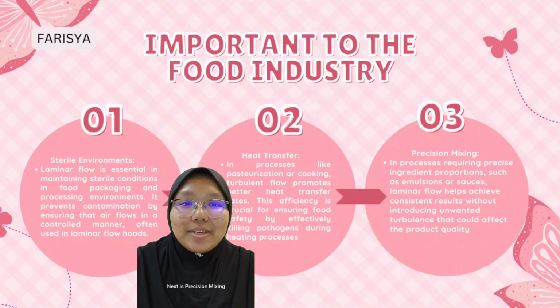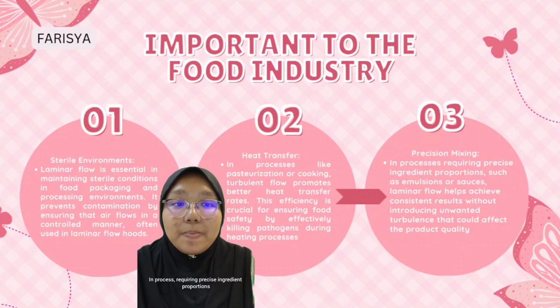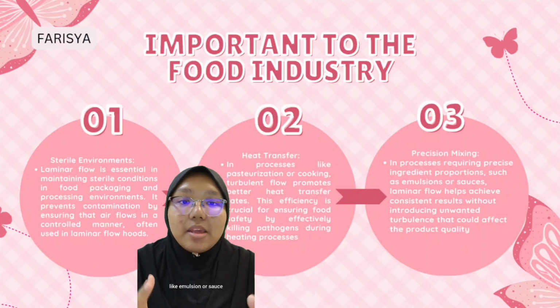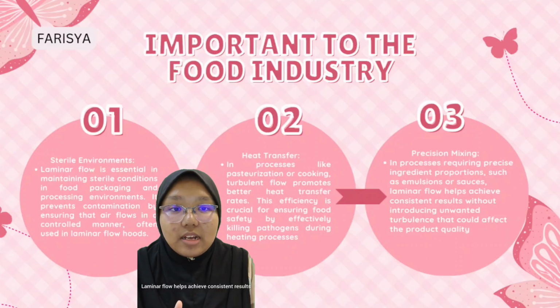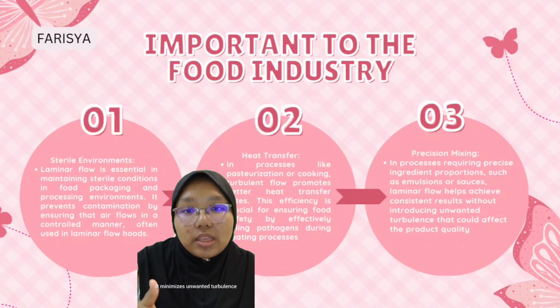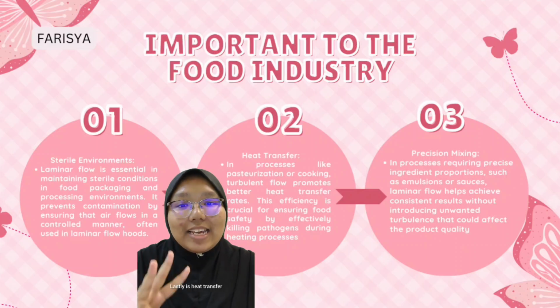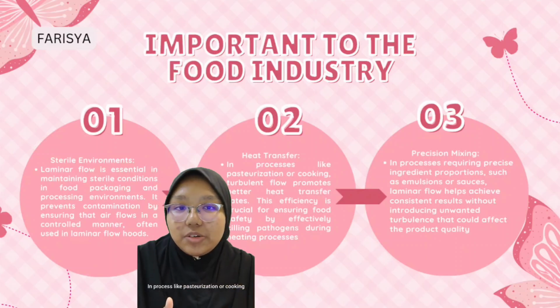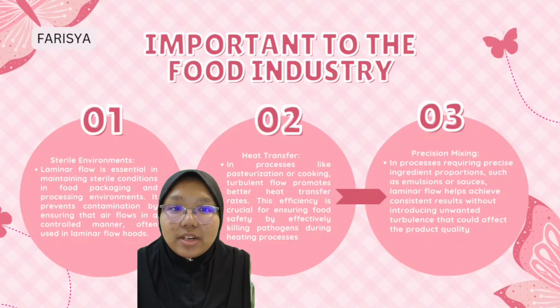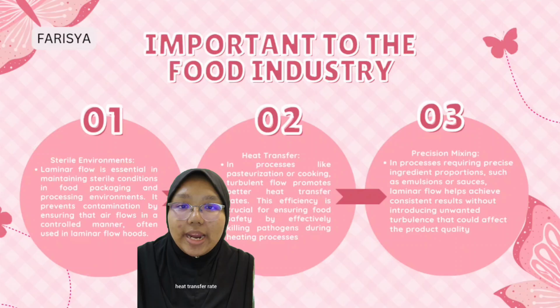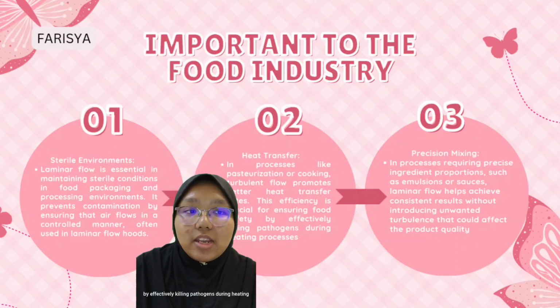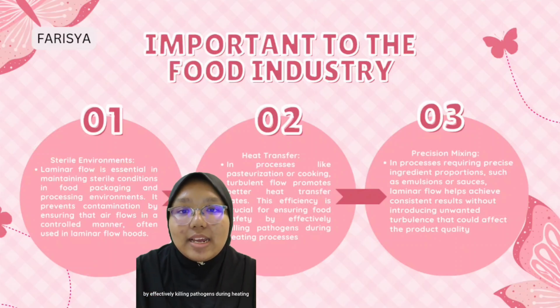Next is precision mixing, a process requiring precise ingredient proportions like emulsions or sauces. Laminar flow helps achieve consistent results. It minimizes unwanted turbulence that could affect product quality. Lastly is heat transfer. In processes like pasteurization or cooking, turbulent flow promotes better heat transfer rates. This efficiency is crucial for ensuring food safety by effectively killing pathogens during heating.